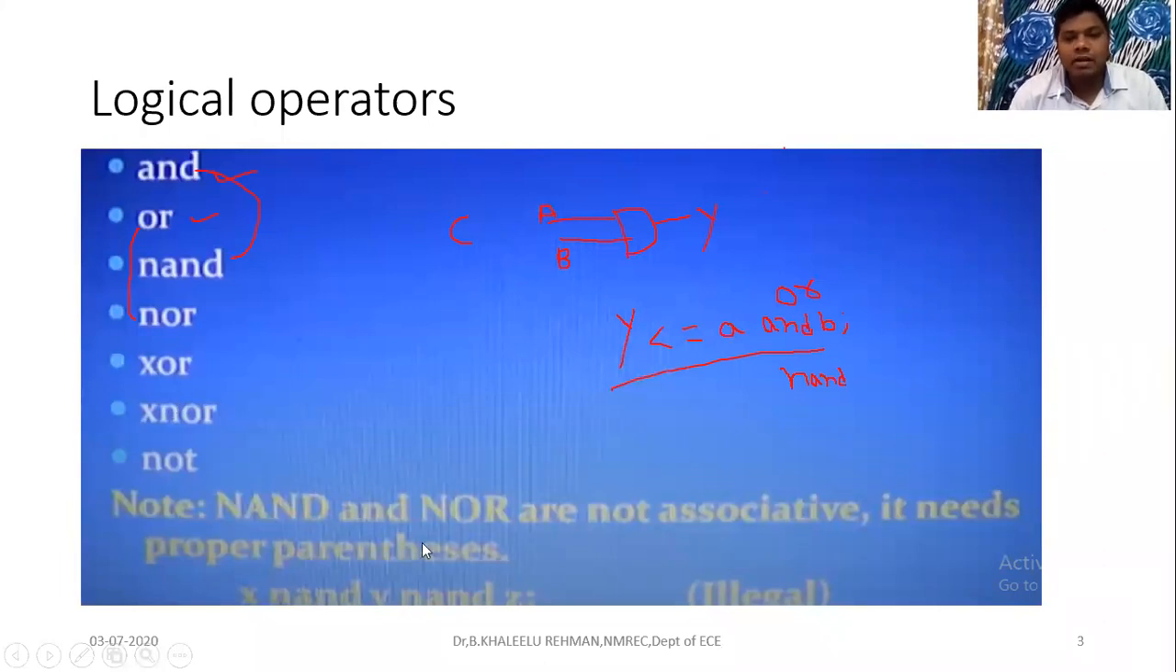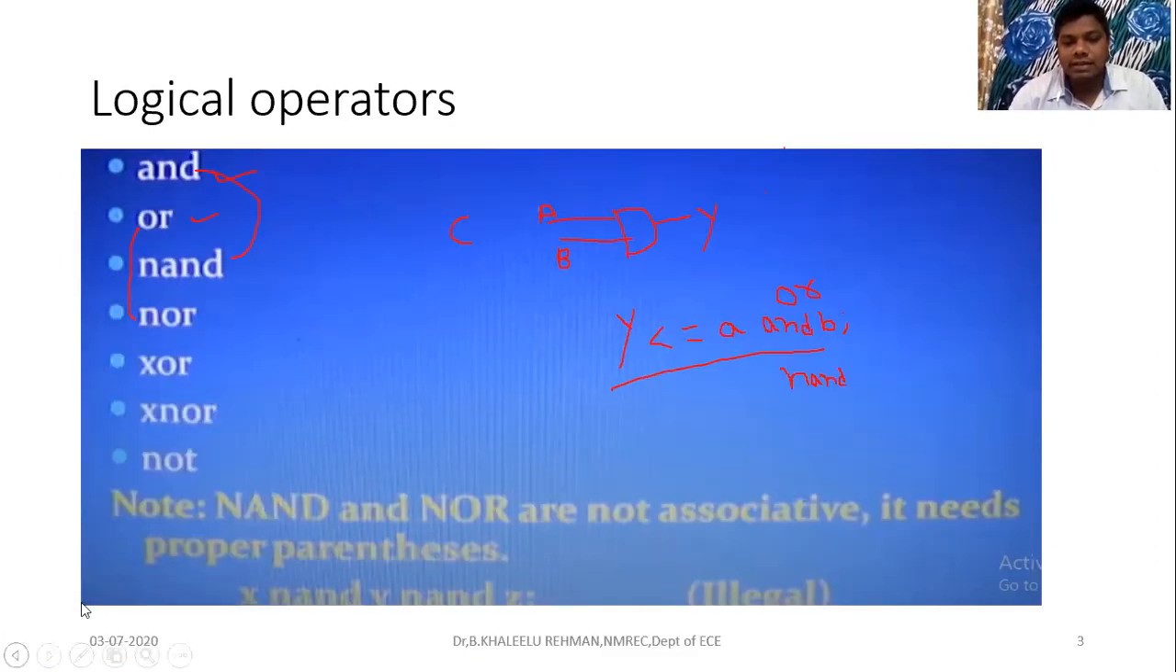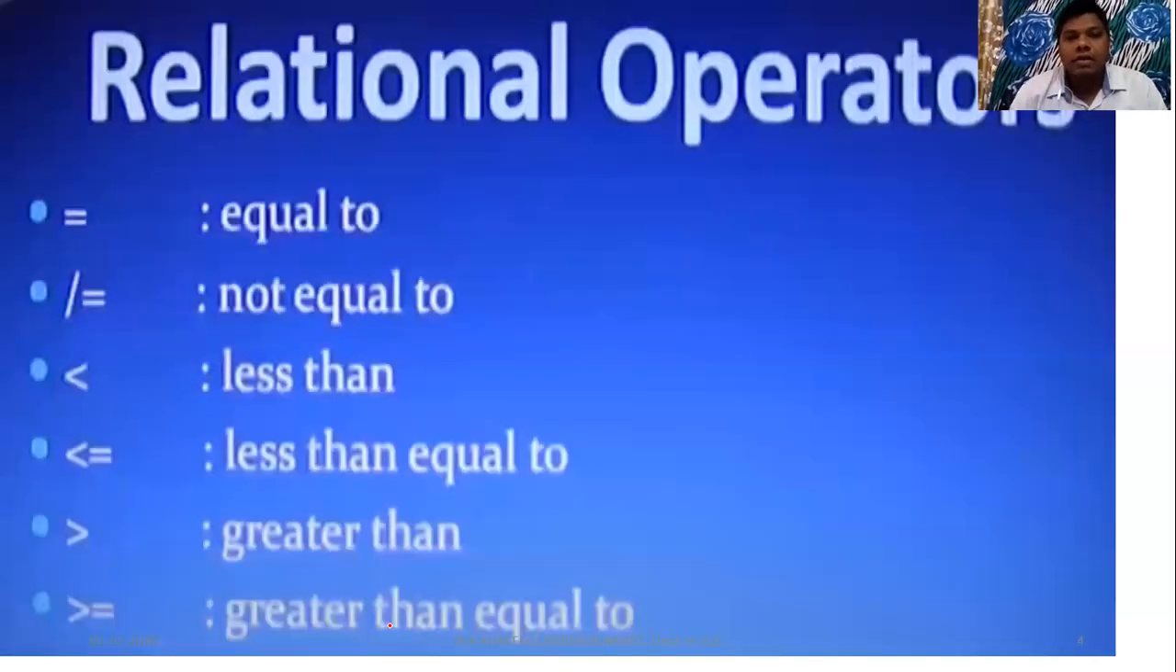NAND and NOR do not have the associative property, so they need proper parentheses. For example, X NAND Y NAND Z is illegal. There should be proper parentheses, like this. This is the correct way of writing for NAND and NOR. Now we will move to the relational operators.